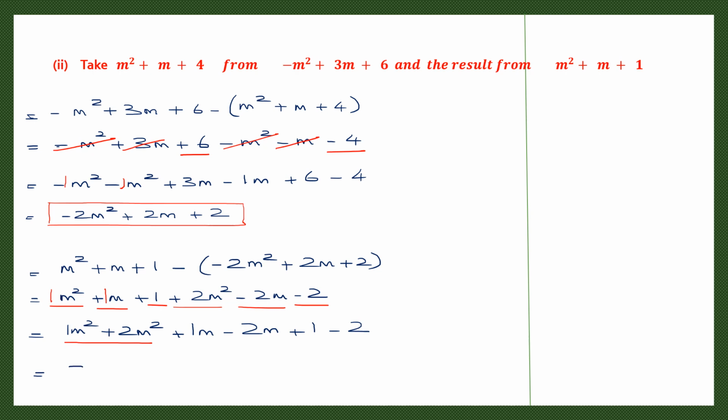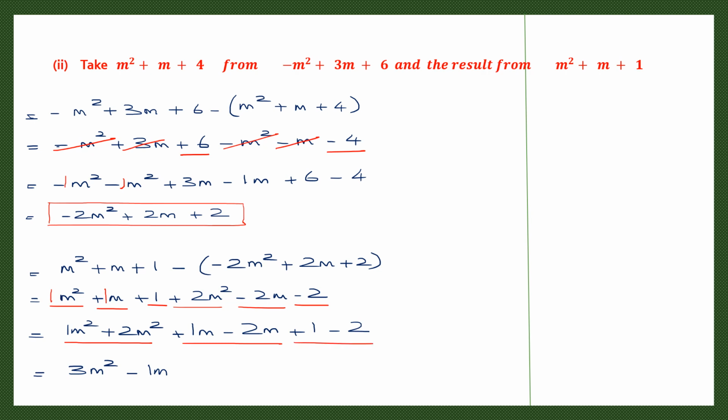1 plus 2 is 3. So 3m square. Next one, plus 1 minus 2. Take only the numbers. Signs are different. Put the sign of the bigger number and subtract. 2 minus 1 is 1. 1m.